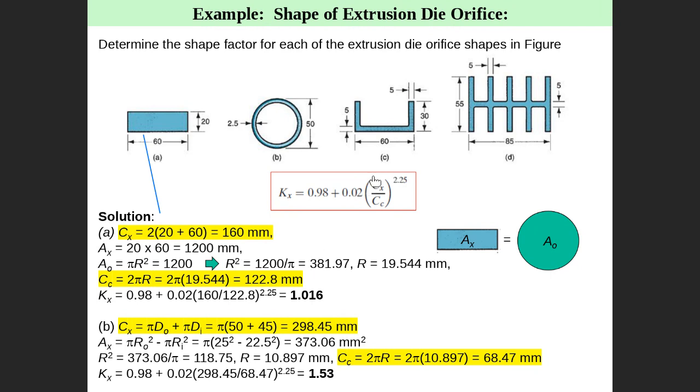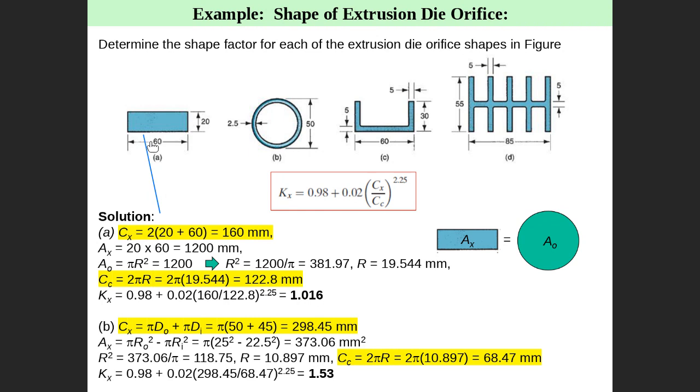First, what is the Cx? Listen to me carefully, guys. Cx is the perimeter of the extruded part. Perimeter is the circumference of this shape. What is it? This side is 20 and this side is 60, so the perimeter is 20 plus 60 plus 20 plus 60. Then the perimeter of this guy equals 20 plus 60, multiplied by 2. This is the Cx.